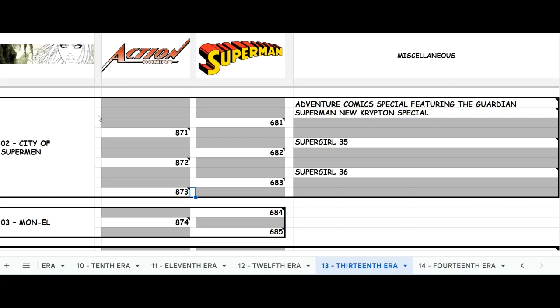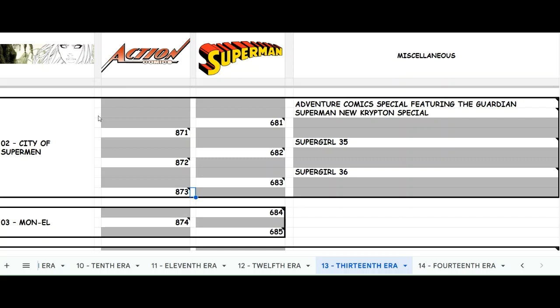This has New Krypton branding, but also has branding saying Faces of Evil, Lex Luthor, which is just an example of dual branding. Faces of Evil is something going on during 2008 anyway, so that's where we have it.